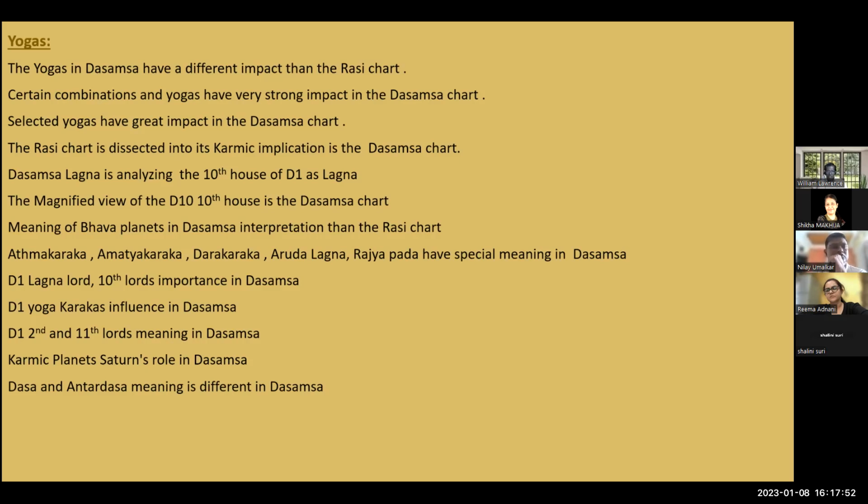I'll be taking two examples and showing how to use them: when to take Aruda Lagna and when to take Rajyapada. For power, there's no chart analysis without using Rajyapada. For finance, there's no analysis without using Aruda Lagna and Dharakaraka. Finally, the Dasa and Antardasa: everything will fall to the Dasa and Antardasa. For finance, I'm mentioning the Dharakaraka, Aruda Lagna, and the second and 11th lords of the D1 chart in D10. Where and how they are placed can mean a lot.